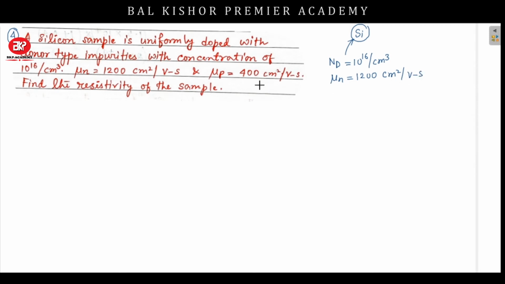And the value of mu p is also given. So mu p value is given by 400 centimeter square per volt second. We have to find the resistivity of the sample.